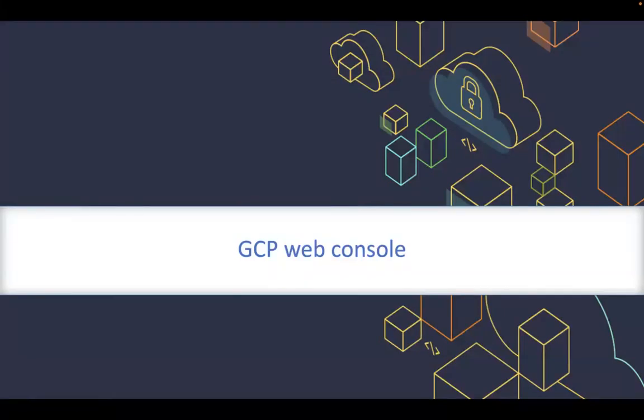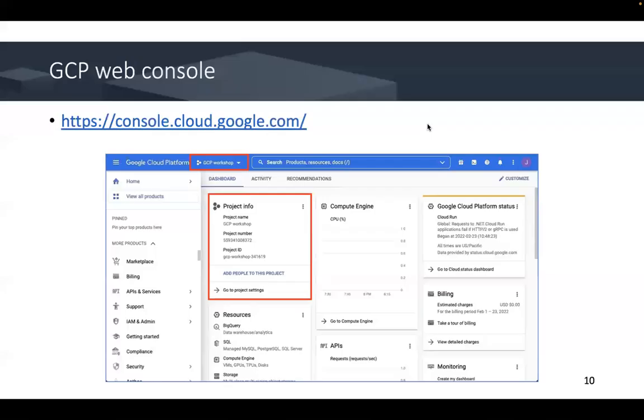GCP also has a web console for users to manage the cloud resources on GCP. It's similar to AWS, but just the interface looks different. The address of the GCP web console is console.cloud.google.com. This is a portal to use all GCP products.